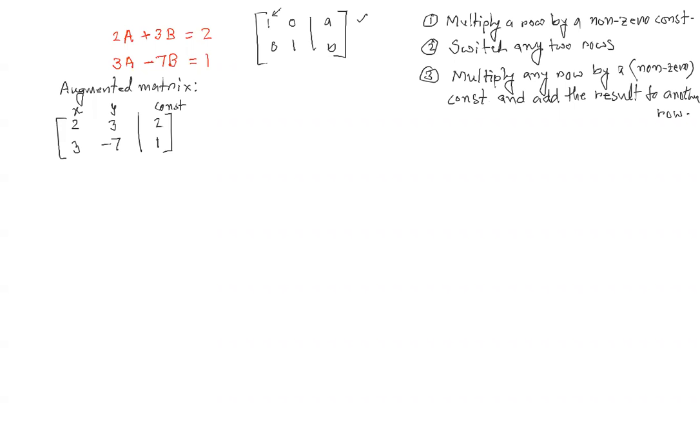So what do you guys say? How do I make the top left corner 1? What is your suggestion? What do you think, guys? How would I make the top left corner a 1? You multiply it by a half.